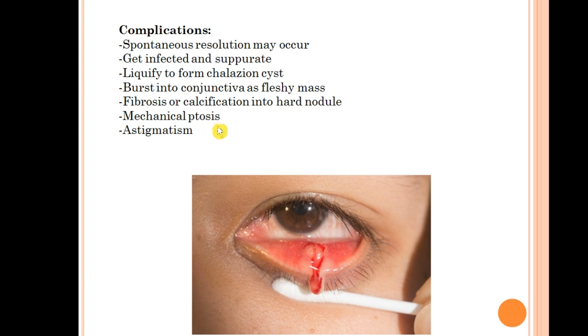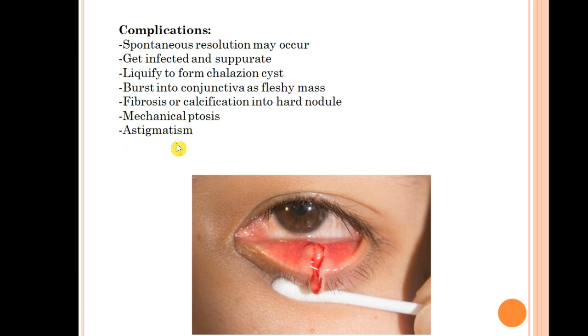Moreover, we have discussed that mechanical ptosis will occur, since this lump is present over here. Ptosis is actually the drooping of the eyelid. So once you have that mass on the upper eyelid mainly, there will be drooping of the lid, and this will be mechanical ptosis.